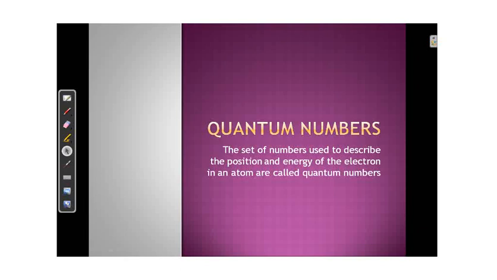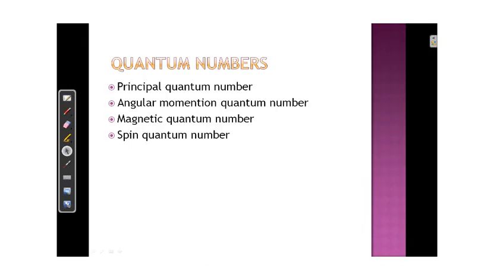Quantum numbers are defined as the set of numbers used to describe the position and energy of the electron in an atom. So we have four quantum numbers. They are principal quantum number, angular momentum quantum number, magnetic quantum number, and spin quantum number. Let us see in detail each quantum number.